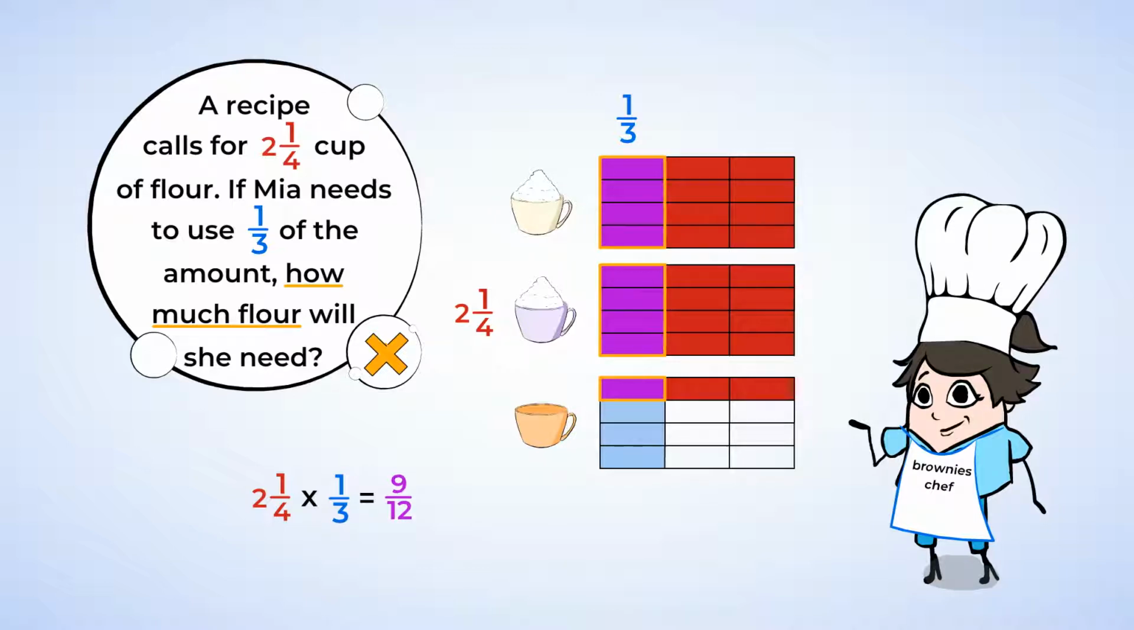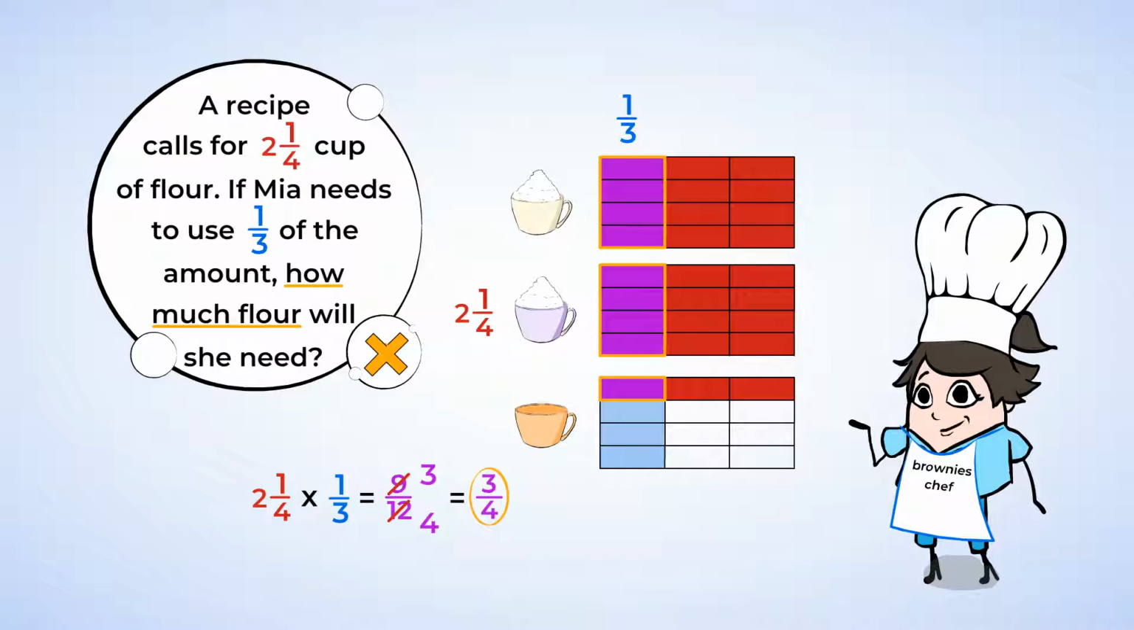But be careful, don't just count the total number of sections. We want to count how many sections are in one whole. 2 1/4 multiplied by 1/3 is equal to 9/12. And now we can simplify. Our numerator and denominator here are both in the 3 times table. So if we divide 9 by 3, we get a 3. And 12 divided by 3 equals 4. And that gives us an answer of 3/4.